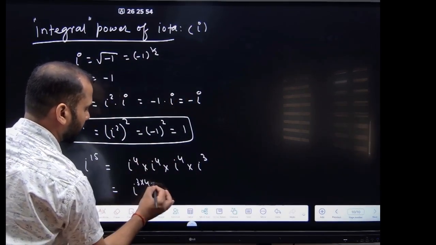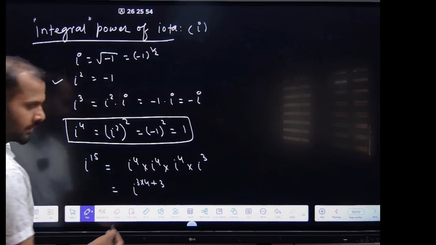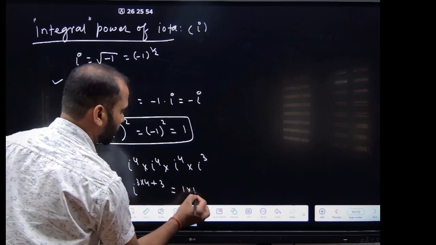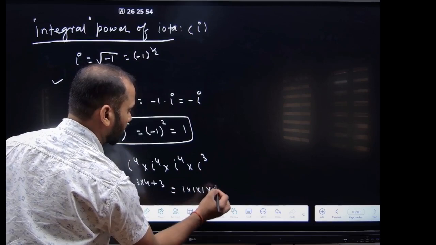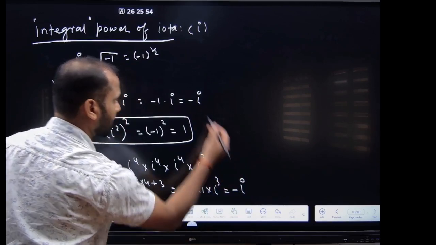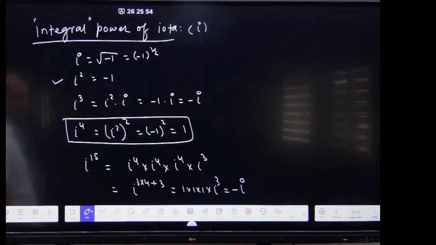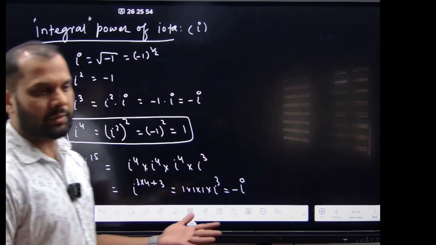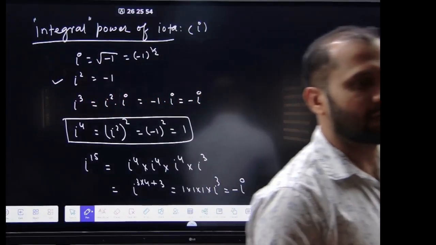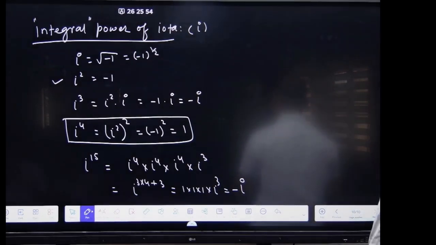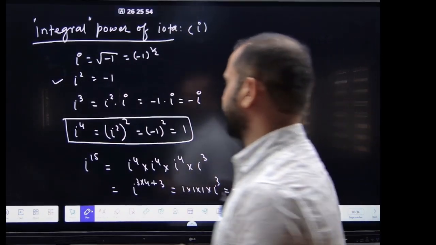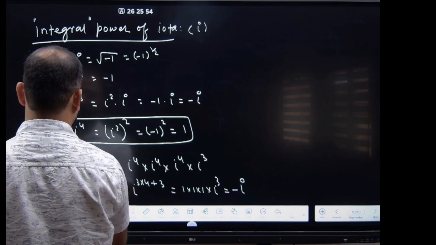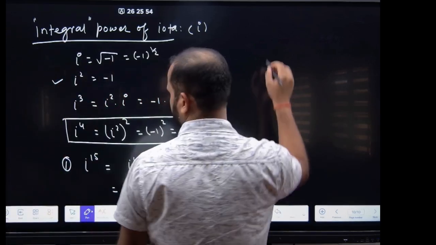Just see, 3 into 4 plus 3. Can I write like this? So this value is going to be 1. So 1 into 1 into 1 into i cube, which is minus i, not minus 1, minus i. So i to the power 15 is nothing but minus i. So always you should give the answer in terms of plus i, minus i, 1. Correct? In these 3 formats you should give. This is called integral power of iota. So first 4 you remember, and then you solve this one.